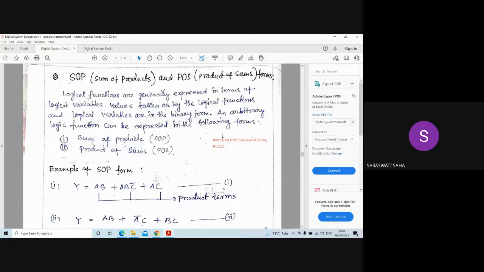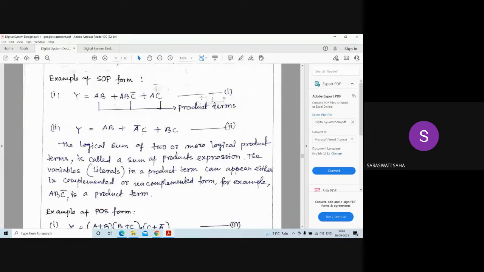So now, are you familiar with these two terms, sum of products and product of sums? For example, Y is given in this form. How many input variables are there? You can guess it from this expression. Can you guess this?